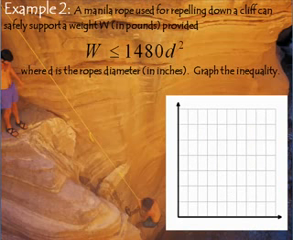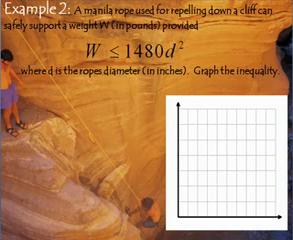The next example I have is an application example. Example 2 says, a manila rope used for rappelling down a cliff can safely support the weight W in pounds, provided W is less than or equal to 1,480 d squared, where d is the rope's diameter in inches. And we want to graph this inequality.